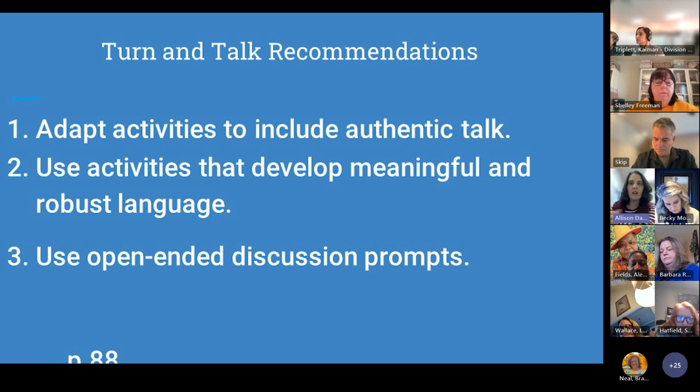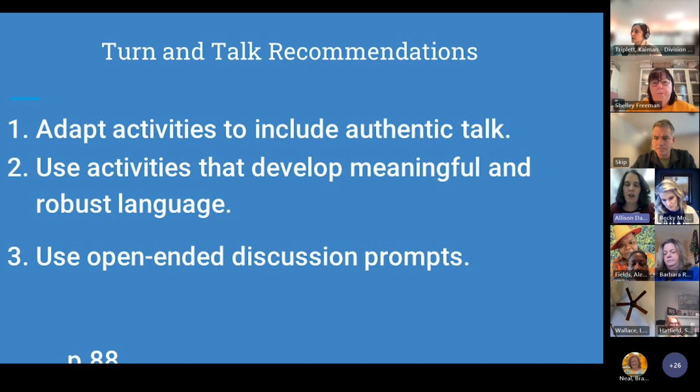So if you look on page 88, the author offers 3 recommendations for supporting oral language development within these classroom talk activities. The first one was to adapt activities to include authentic talk. And someone had put some of that in the chat, which is beautiful. Real, sincere, purposeful dialogue, right? Not just where there's one right answer and the teacher already knows that answer anyway, or many of the kids in the class already know the answer. We want to think about giving opinions or evaluating the ideas of others.